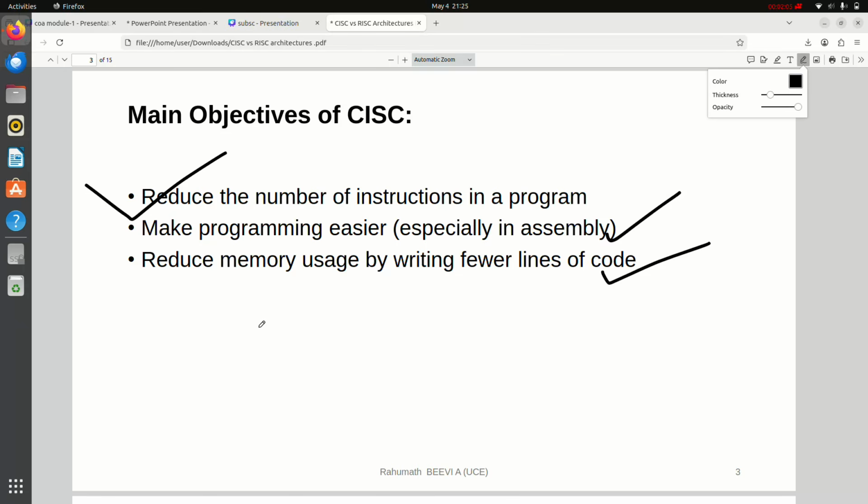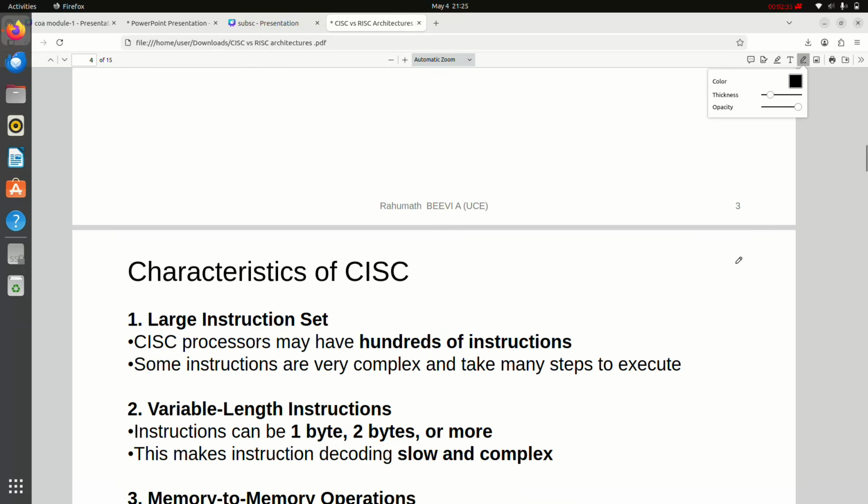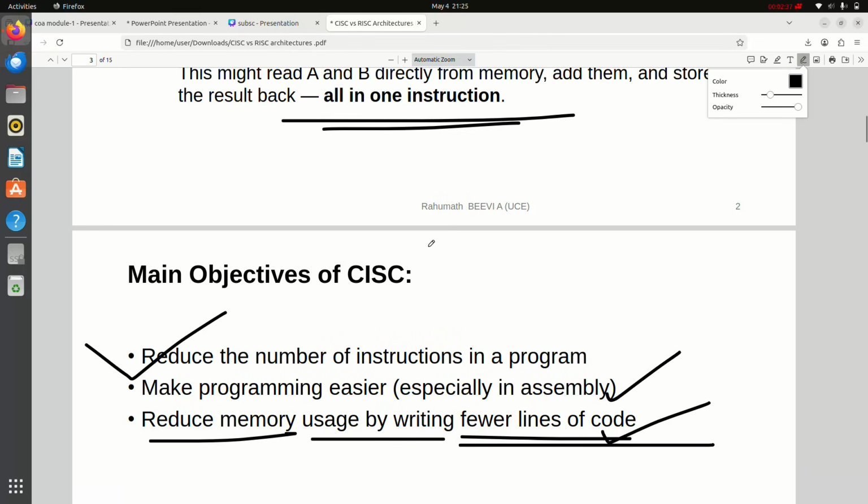It would reduce the number of program instructions. That means it becomes easy for us to do programming because the number of instructions in the program is less. And it can also save memory. Why are we saying that it saves memory? Since there are fewer lines of code, it reduces the memory usage. So these are the main objectives here.